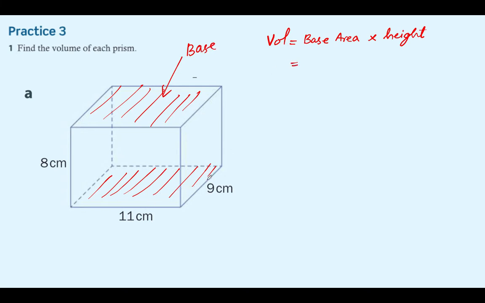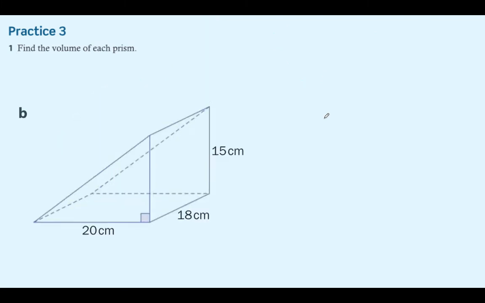So base is a rectangle, so area of rectangle is 11 by 9, and the height of this prism is 8. So 11 times 9 times 8 will give us 792, and the unit is always cubed because we are multiplying centimeter 3 times, so power will be 3 here. You have also studied that the formula for volume of a cuboid is length into breadth into height. So that is same basically. You can see length times breadth is basically the area of the base. So both have same answers.